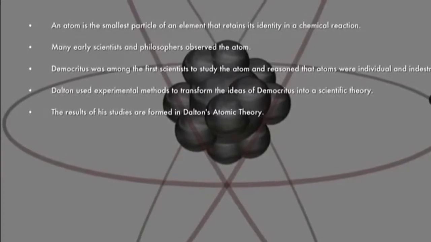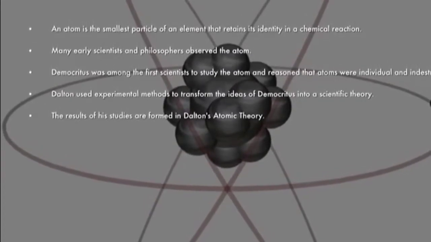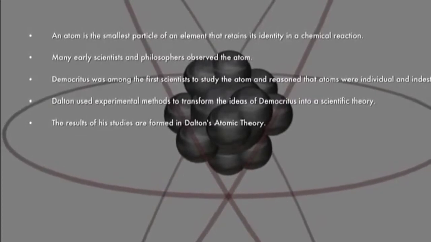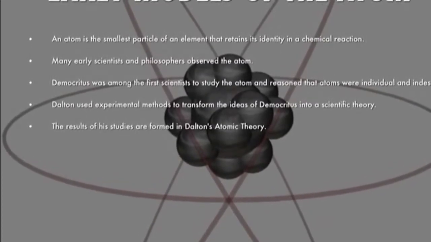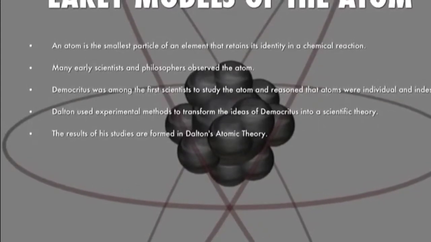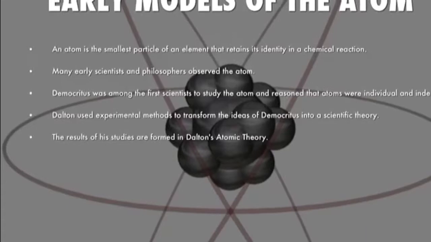Early models of the atom. An atom is the smallest particle of an element that retains its identity in a chemical reaction. Many early scientists and philosophers observed the atom. Democritus was among the first scientists to study the atom and reasoned that atoms were individual and indestructible.